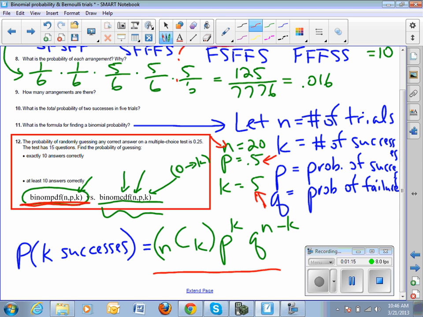But suppose that instead of exactly 5 successes, we want to know the probability of 0 through 5, in other words, at most 5 successes. We could use the binomial CDF function on the calculator, and the C stands for cumulative, so binomial cumulative distribution function. In that case, we'd still put in the parameter n, which is the total number of trials, p is the probability of success on any given trial, and k is the upper limit. So we're looking at the probability of 0 through k successes.